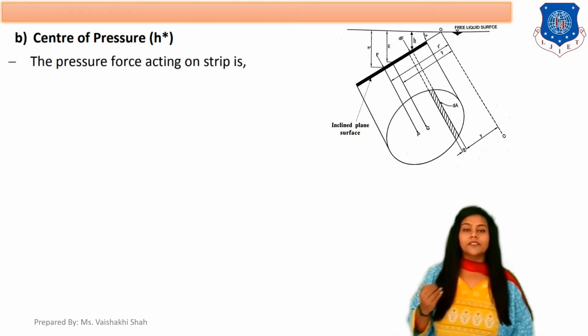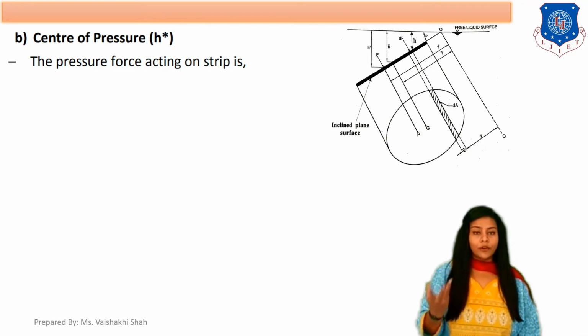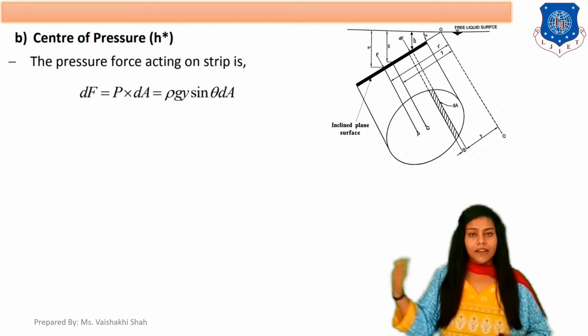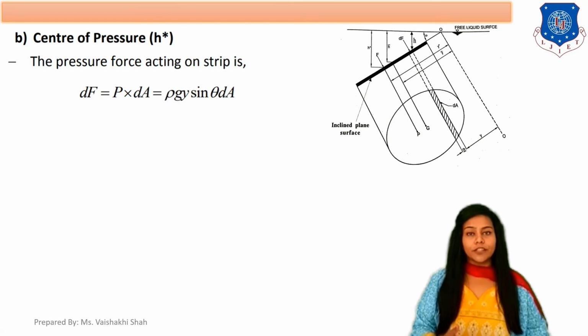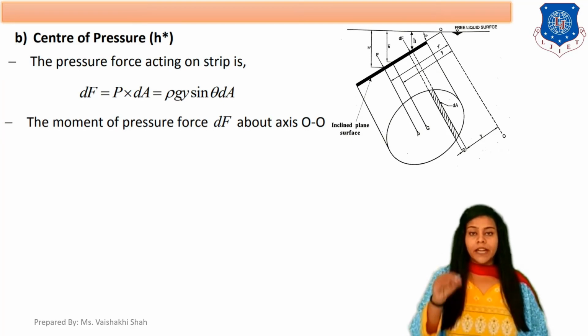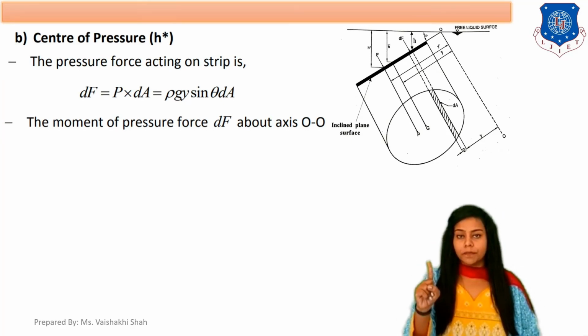So the force on a single strip is dF. We derived earlier that dF equals P into dA. Now P into dA is rho g y sin theta into dA. Now, the moment of dF.